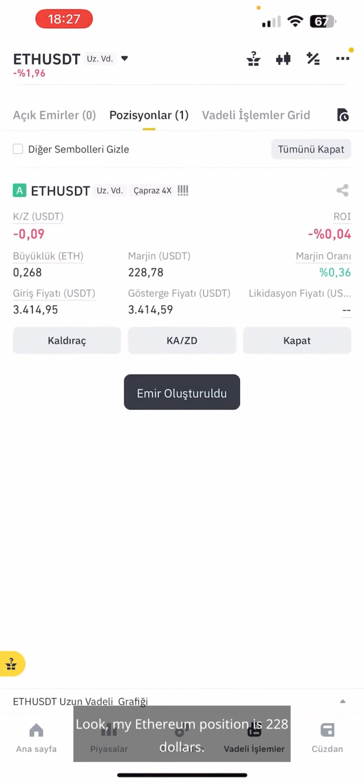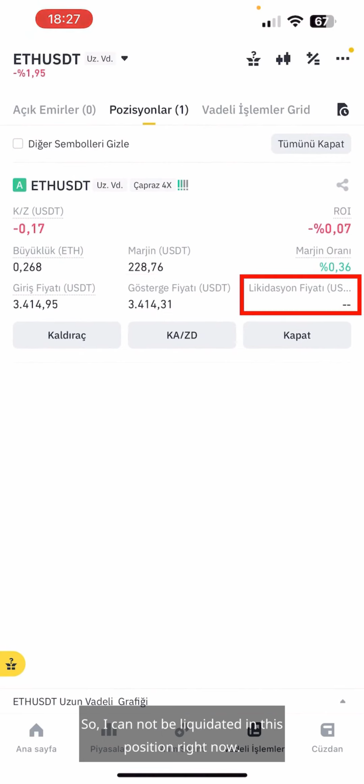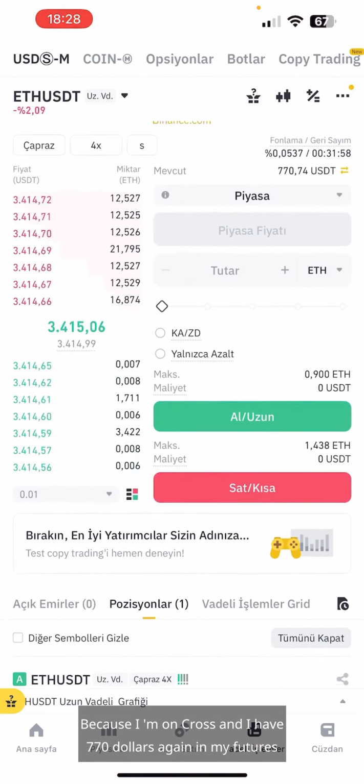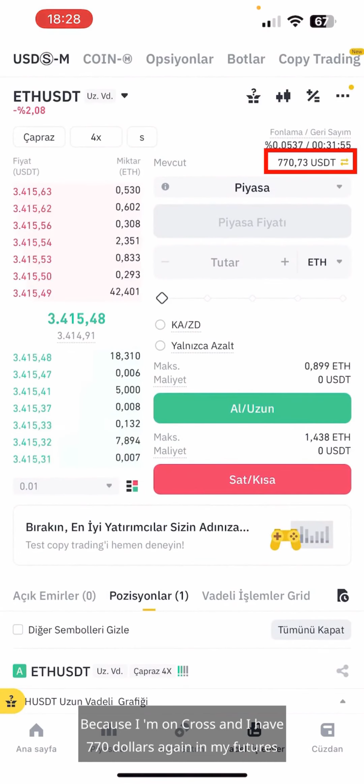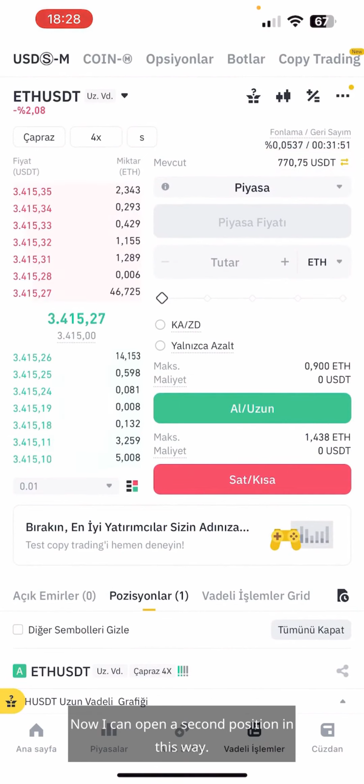Look, my Ethereum position is $228, and my liquidation price is currently not set. So I cannot be liquidated in this position right now. Because I'm on cross and I have $770 again in my futures wallet, in the current section. These protect me. Now I can open a second position in this way.